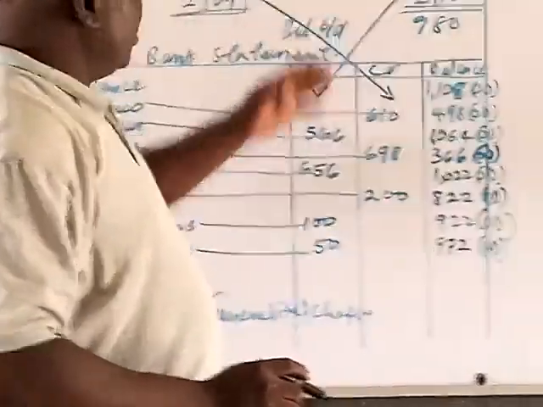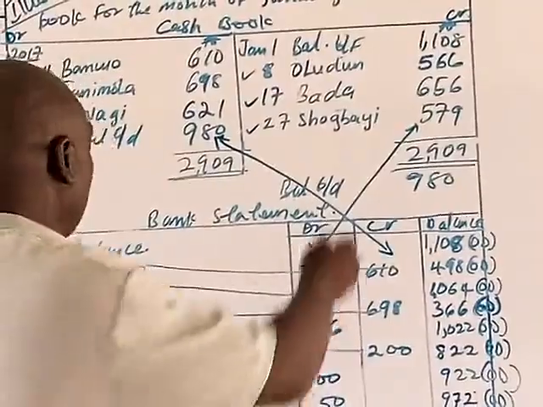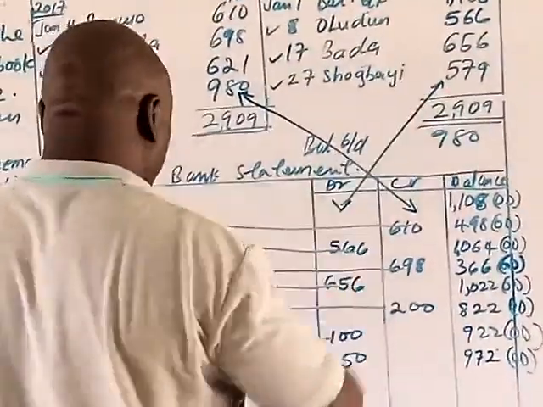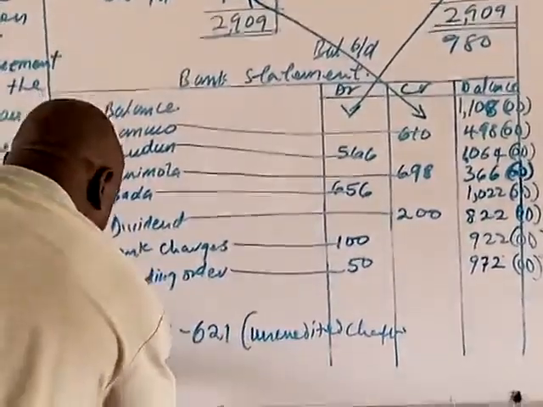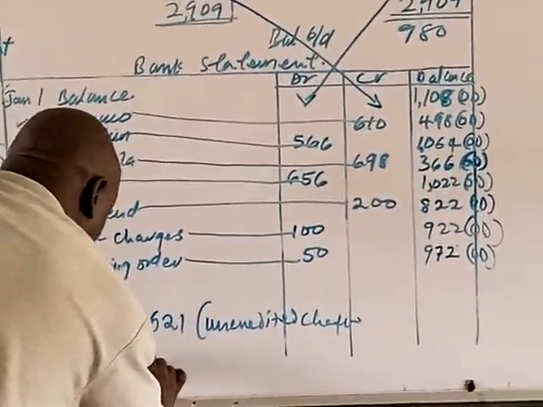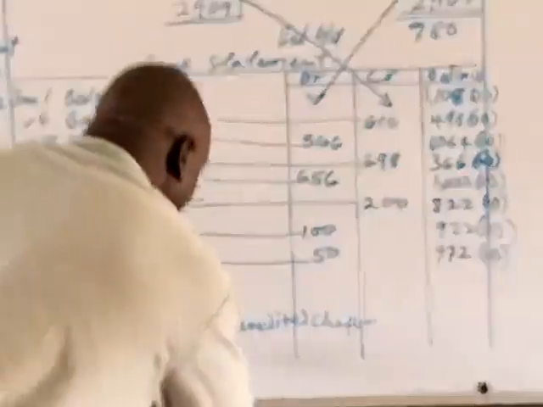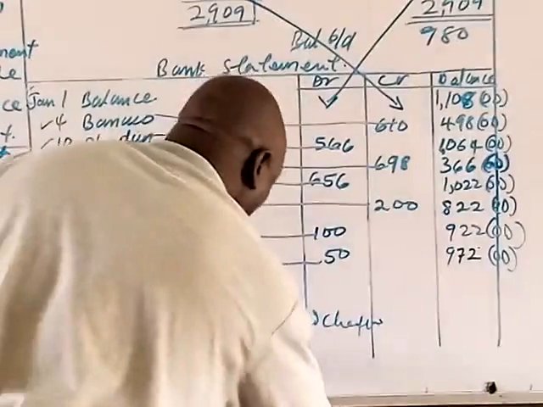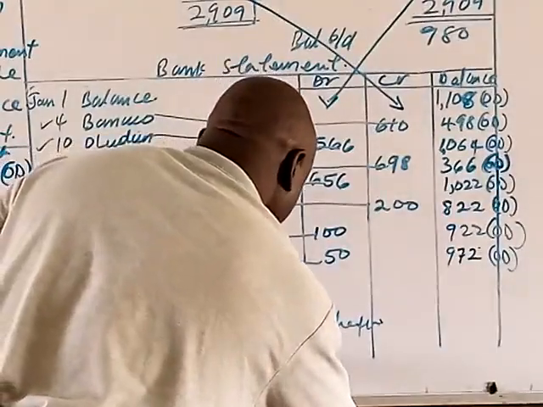Now look at this side to compare with this side. We have Lulu is there, we have Bada is there, but we don't have Shobai. Therefore, you must say 2. Shobai is 579. That one is our unpresented check.